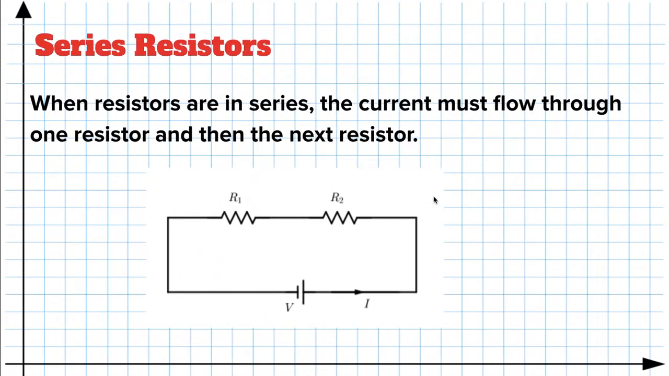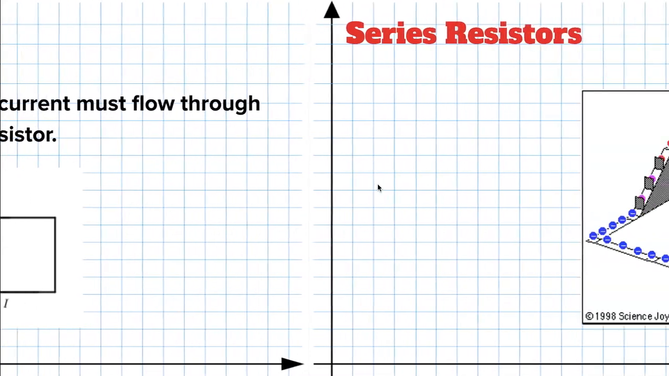Okay? So, in the lab today, we talked about series resistors. So here's the important thing. When resistors are in series, the current has to go through one and then the next. So any charges which go through one then have to go through the other before they can get back to the battery. That's a series circuit.